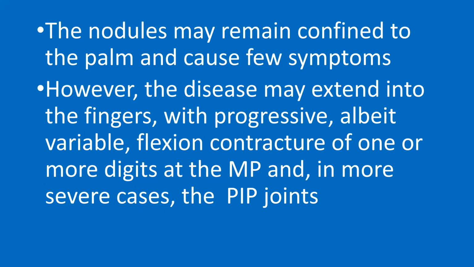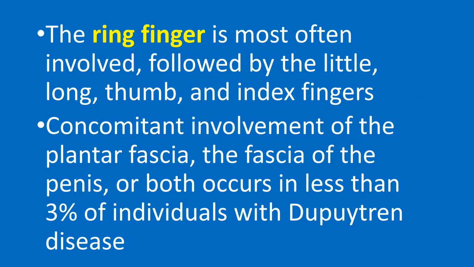or more digits at the MP joint. In more severe cases, the PIP joint. The ring finger is most often involved, followed by the little, the long, thumb, and index fingers. Concomitant involvement of the plantar fascia, which is known as Ledderhose disease, and the fascia of the penis, which is known as Peyronie's disease, both occur in less than 3% of individuals with Dupuytren's disease.